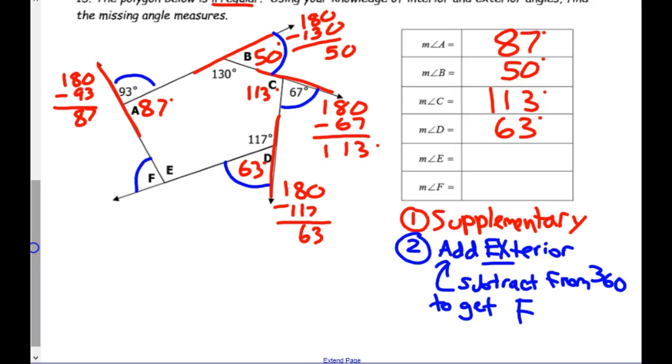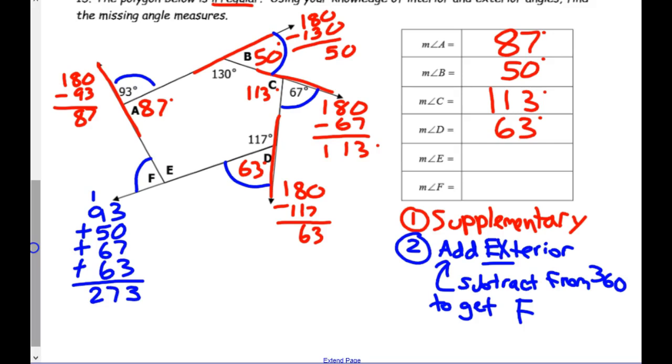And I'm missing F. So let's add up the 4 I know. So 93 plus 50 plus 67 plus 63.